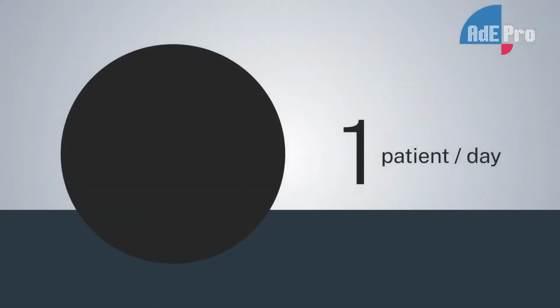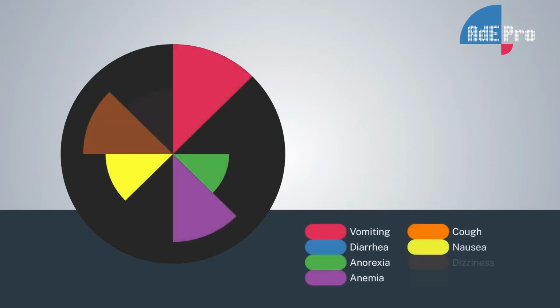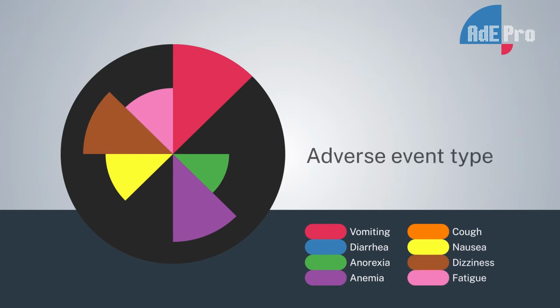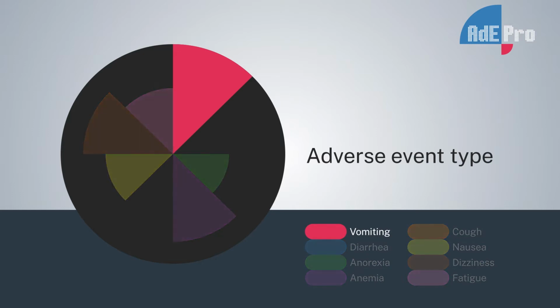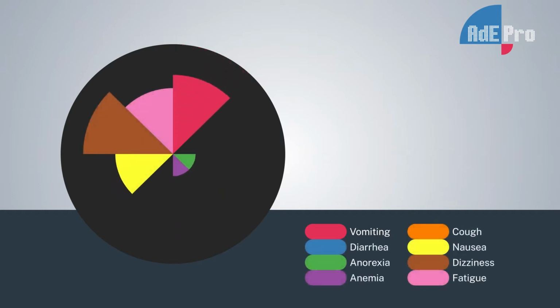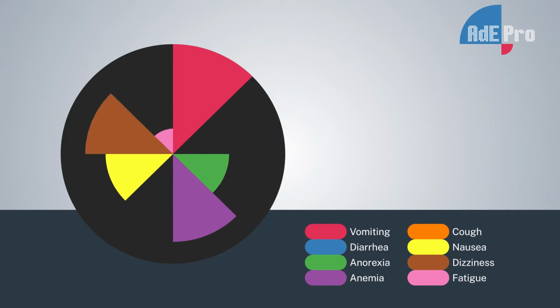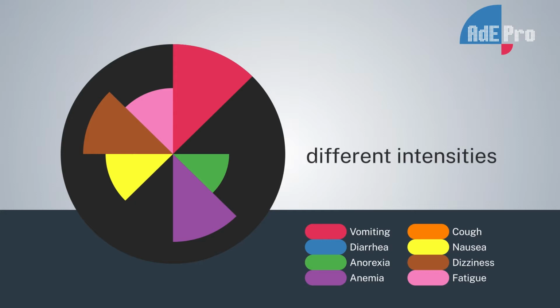What you see here is a patient in one of our studies on one day of the study. That patient is visualized as one gray circle. And now we add his adverse events. Each differently colored slice represents a different adverse event type. For example, the top red one: this patient suffered from vomiting on this day of the study that we're looking at. And furthermore, as you can see, those slices are also of different length. As you can imagine, this means different intensities.